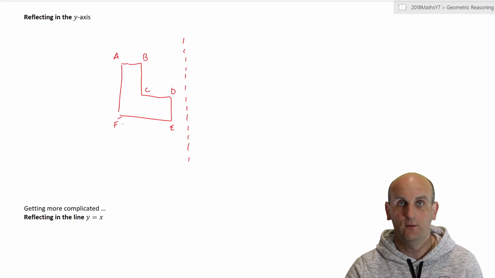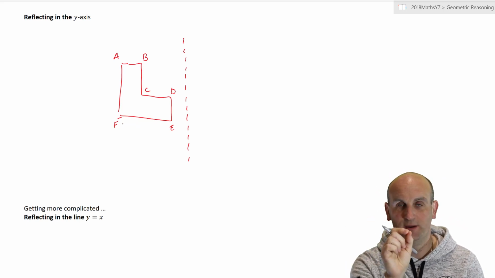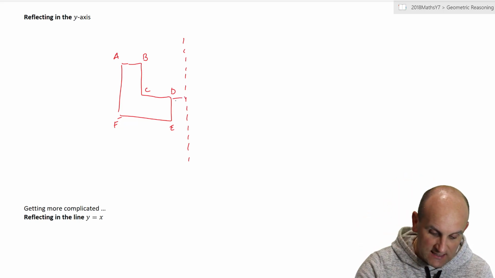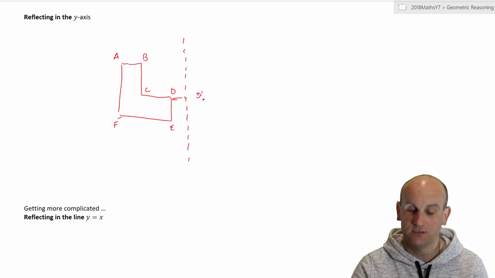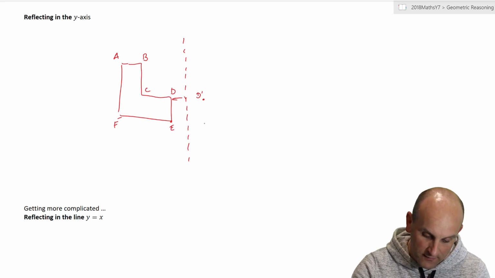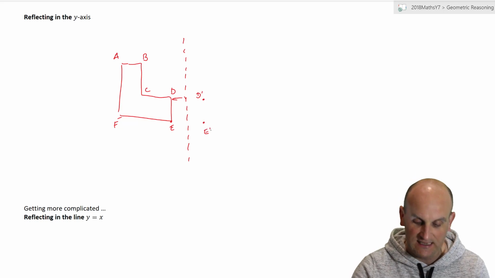And all I need to do now is look for distances between each point and that dotted line. So let's start with D. D has a distance there. So I'm going to replicate, and there is my D dashed. E is here in this corner. How far away is it? Well, about the same as D. So there is E dashed.